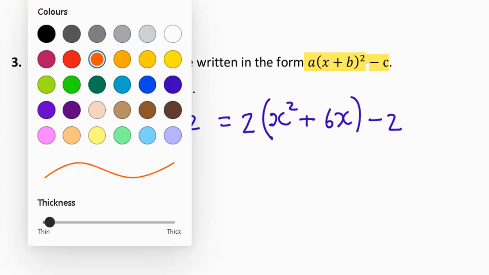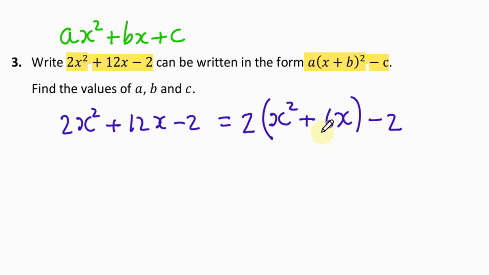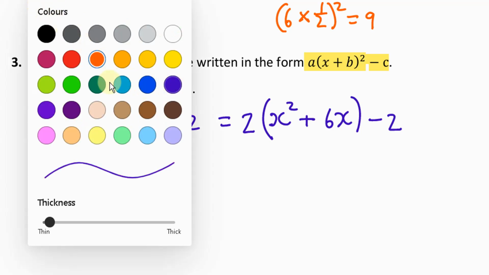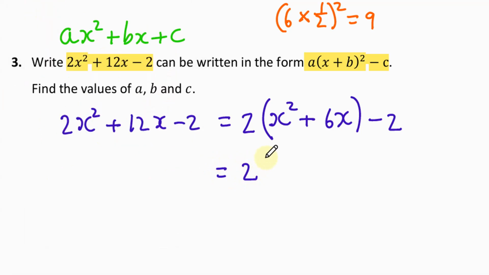So the next step is to take the x coefficient inside these brackets, which is 6, multiply it by a half and square the answer. So 6 times a half is 3, squared is 9. Now we're going to add and subtract the 9 inside these brackets. So we first add 9. The order is important here. We first add 9 and then we subtract 9.